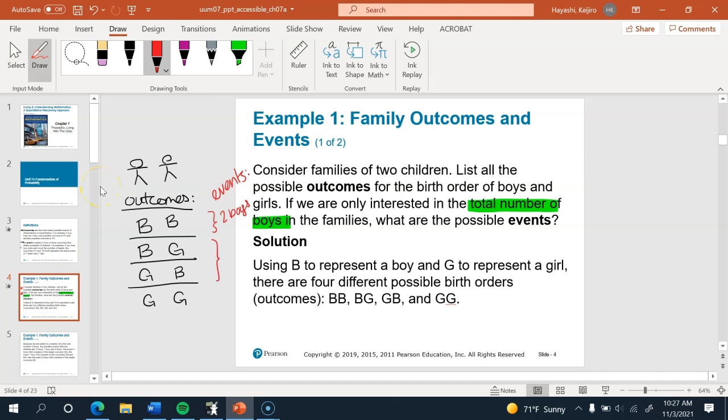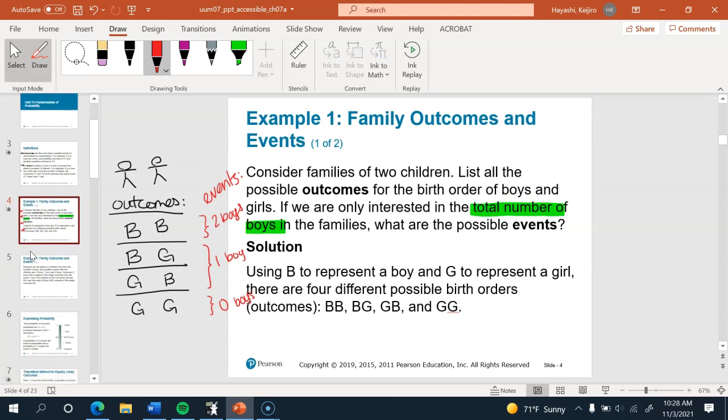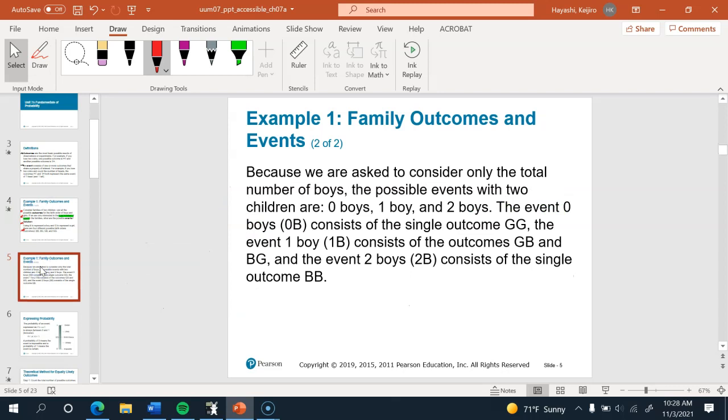These next two outcomes would be part of the same event, because these both are situations in which there is one boy. And this last possible outcome is an event all by itself, because it's the only situation in which there are 0 boys. So there are 3 events, because 2 of the outcomes are part of the same event. Right, 2B.